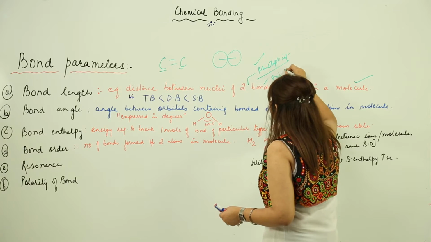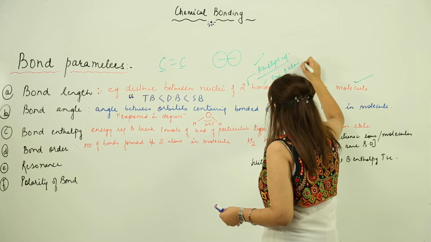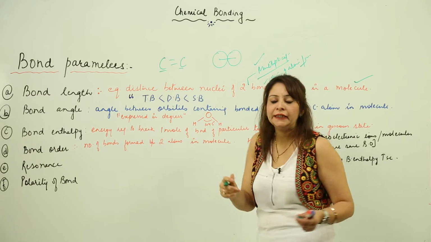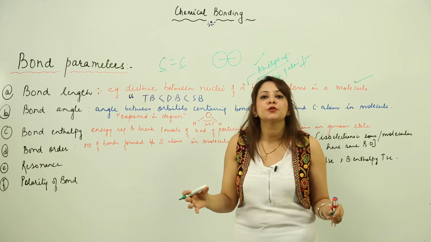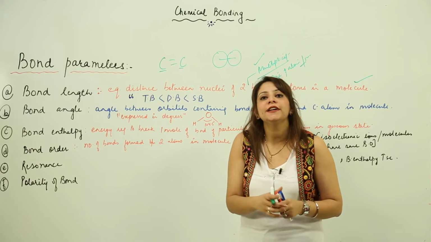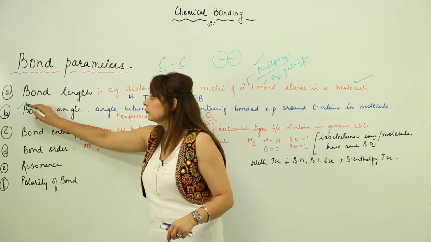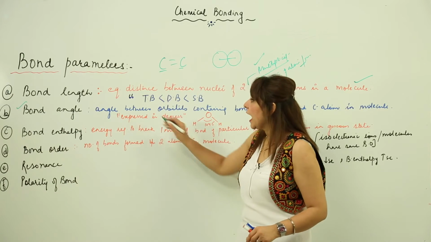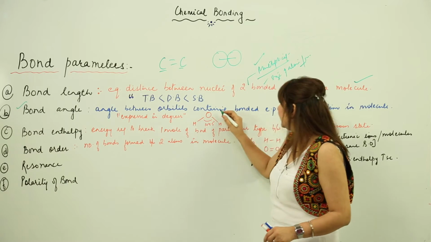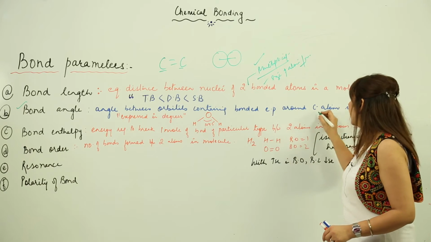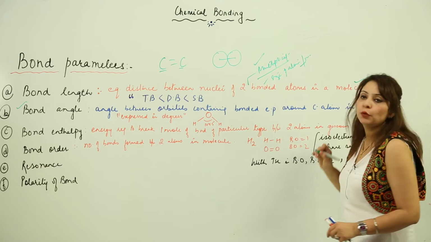Second, the size of atoms or ions also affects the bond length. The bigger they are, the bigger the bond length is going to be; the smaller they are, the smaller the bond length is going to be. Second parameter is the bond angle. So what is the bond angle? It is the angle between the orbitals containing the bonded electron pair around the central atom in a molecule.